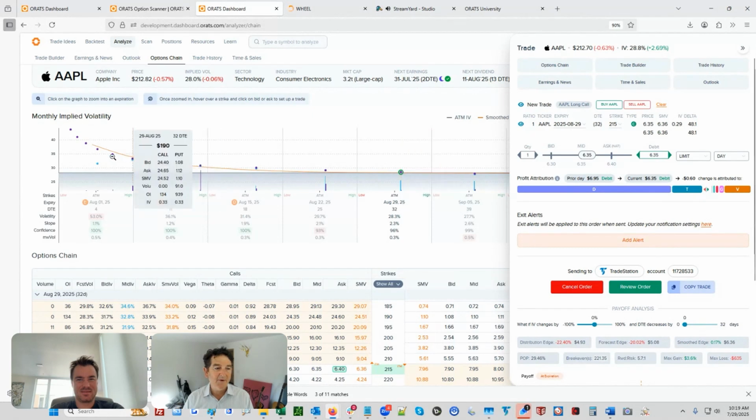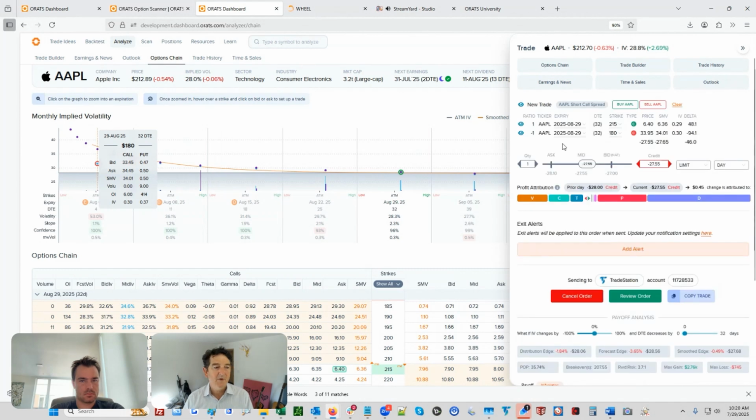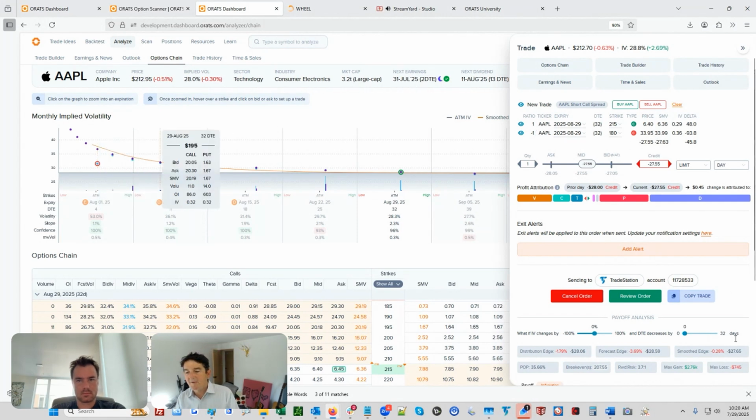So, for example, on this one, this call, the SMV, you can see how far off that SMV is for that call. That's what we're seeing over there. So that's another really important thing that the SMV does, Tyler.